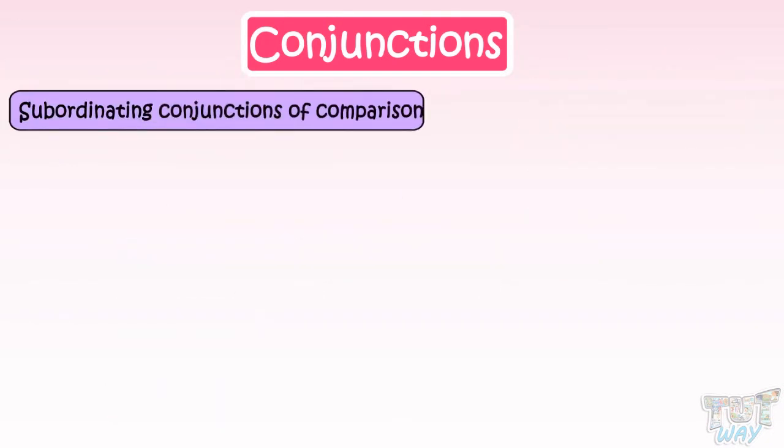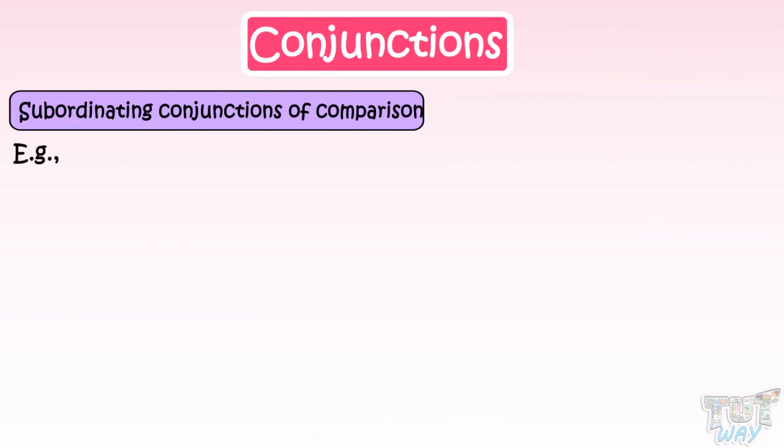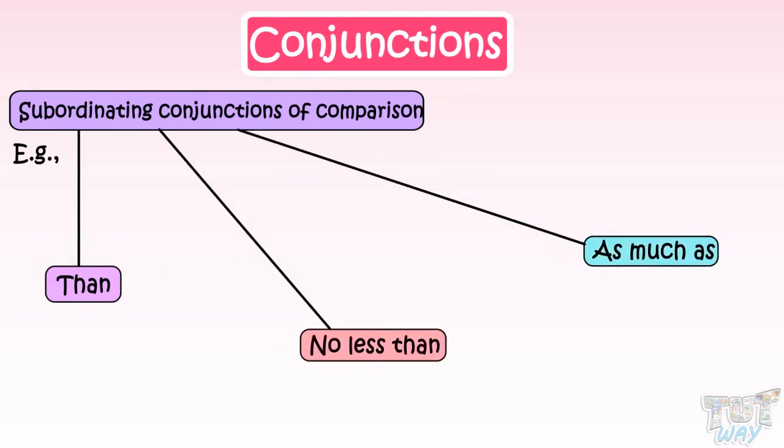Now let's learn conjunctions of comparison. These conjunctions indicate comparison between two things in a sentence. For example, than, no less than, as much as, etc. Let's see some example sentences containing conjunctions of comparison.